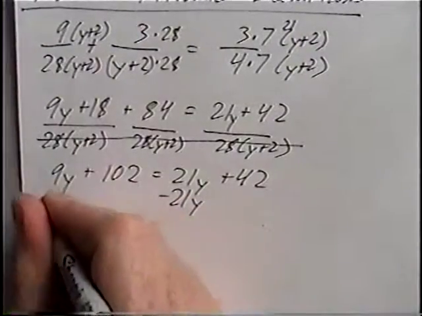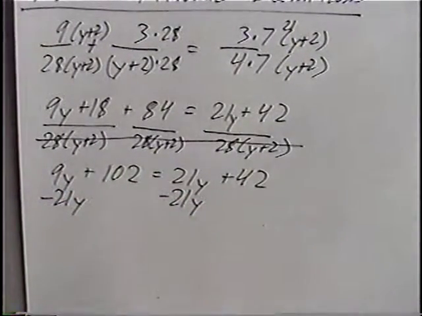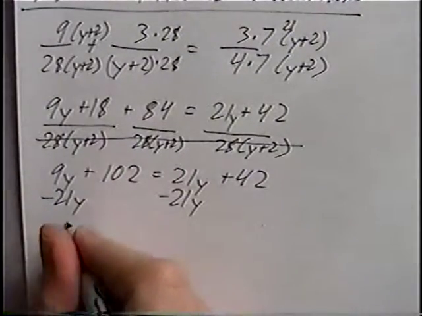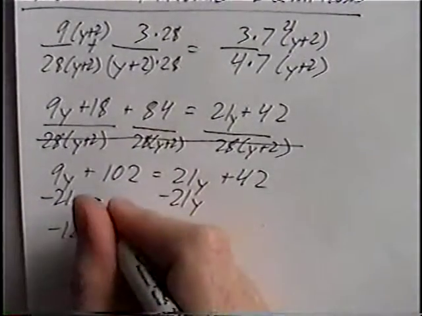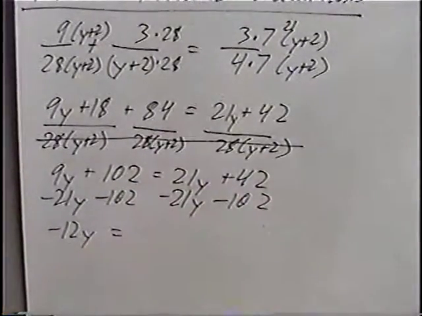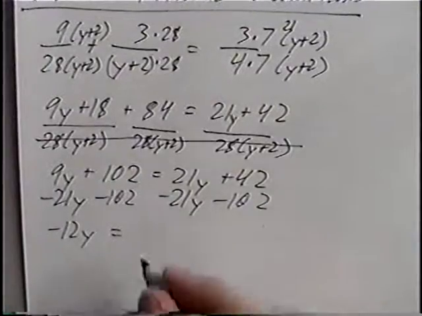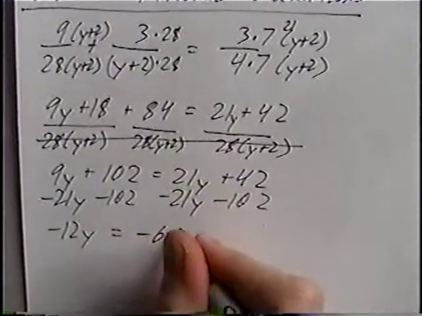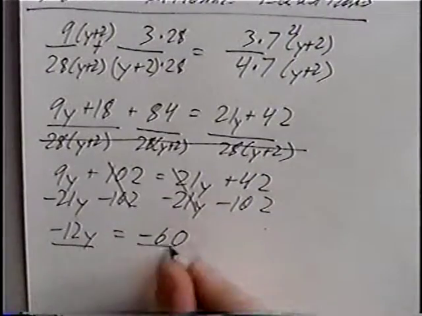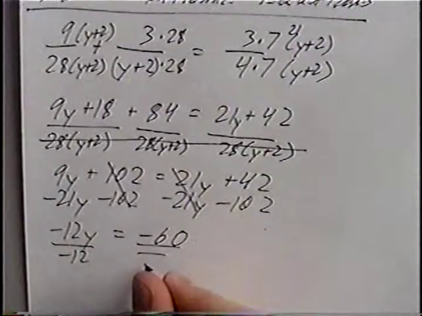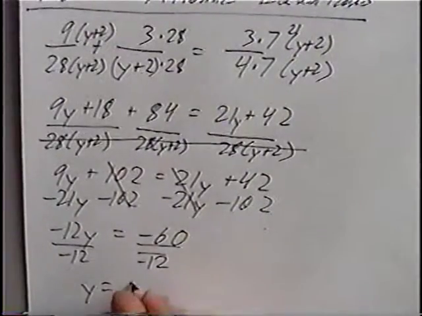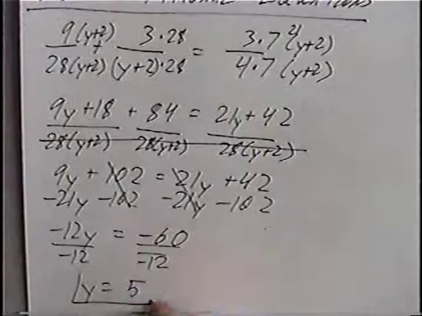We can subtract 21y on both sides. It should be negative 12y. We can subtract 102 on both sides, which would be negative 60. And we can divide by negative 12. And the answer would be y equals 5.